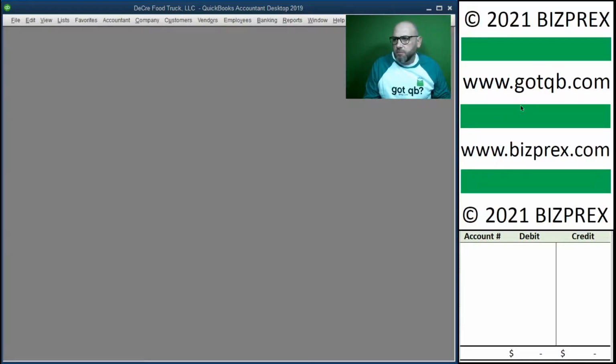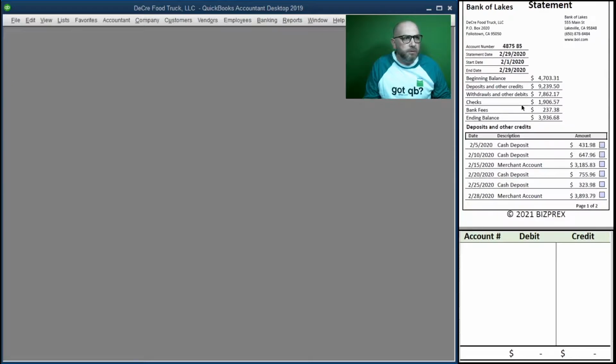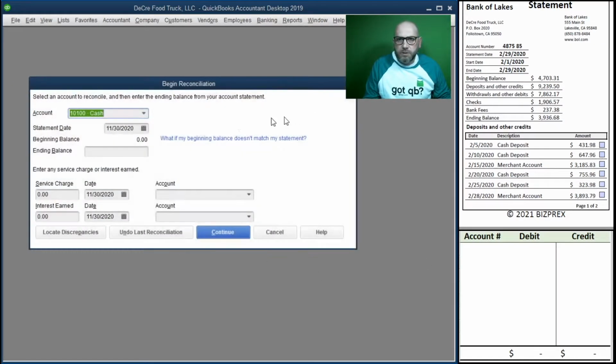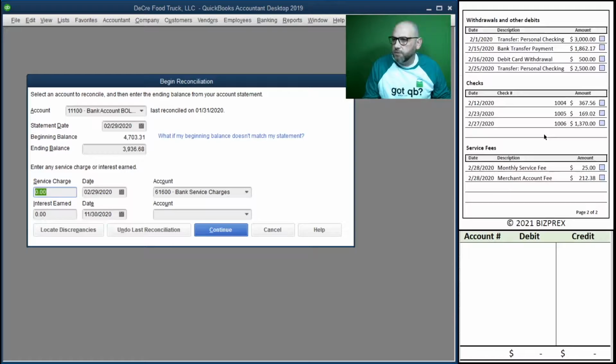Okay, let's go ahead and reconcile our bank statement for the month of February. Here it is. We're going to go into banking, reconcile, make sure we select our bank account. All right, statement date is correct. What's our ending balance? 3,936.68. This is an opportunity to enter service charges. We can go ahead and enter them right here.